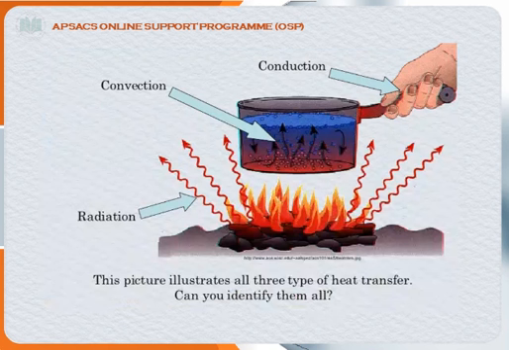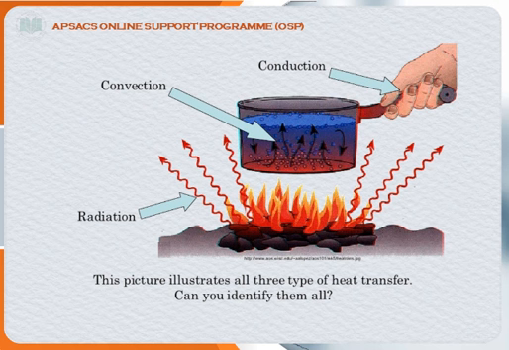This picture illustrates all three types of heat transfer. Can you identify them all? Conduction, convection and radiation. Radiation means through rays, conduction means through direct contact, and convection means through any medium, which can be liquid or it can be gases.